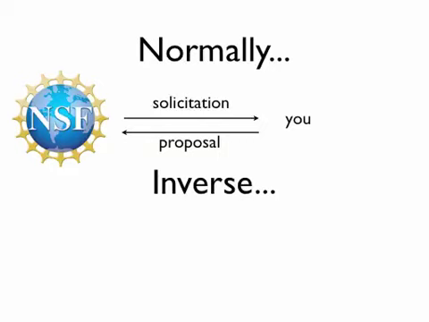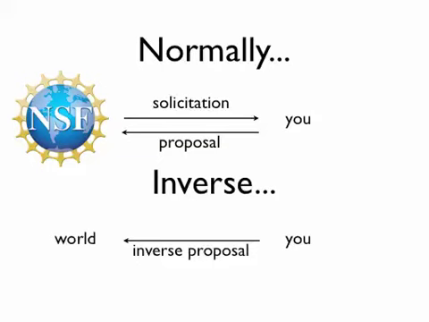So here's what I propose. Incredibly simple. We just do the inverse. So instead of you writing a grant proposal for an existing solicitation, I want scientists and engineers and people that want to work on research to write inverse proposals. So you tell the world what is the structure that you would like to be applying for. What is the structure that should be funding you? What is the structure that would work to fund what you actually want to do, rather than trying to fit yourself into the existing structures?